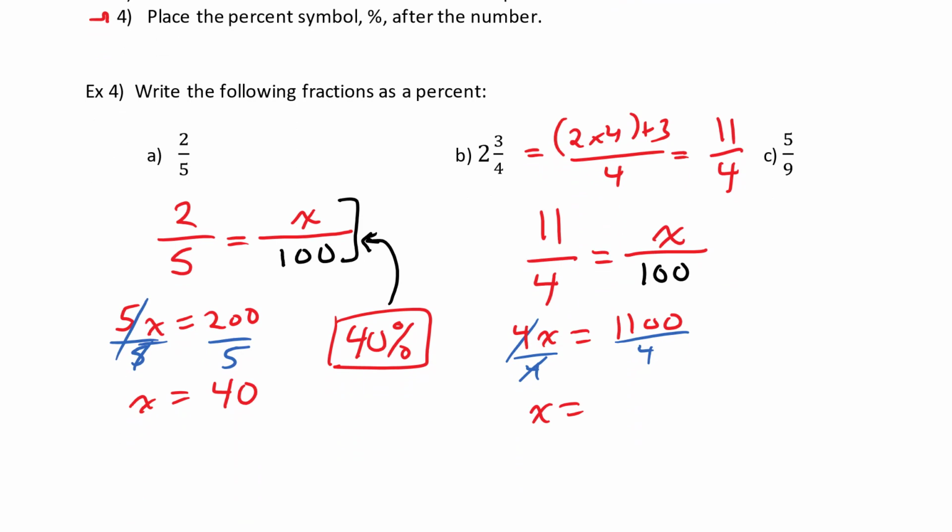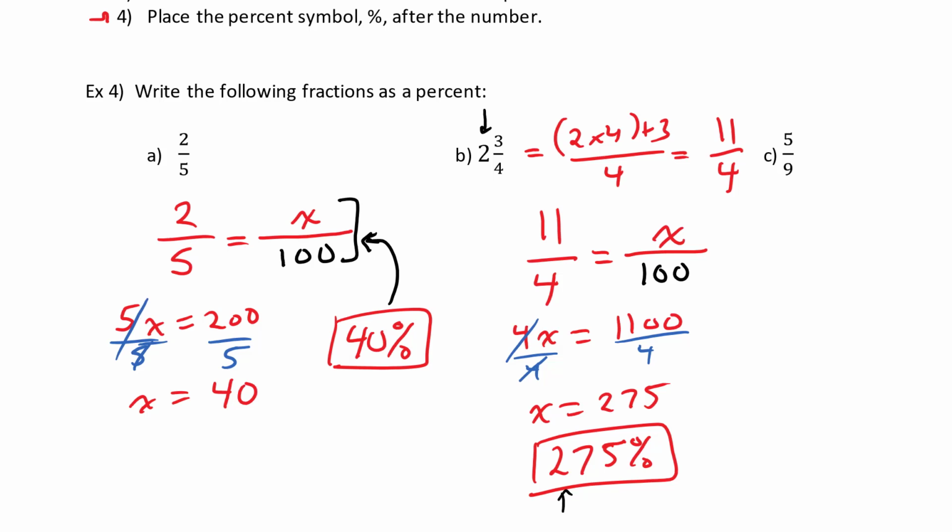X is equal to 275, which gives me 275%. Does that seem reasonable? This is greater than 100%. Notice we have a value greater than 1. So yes, that is reasonable.